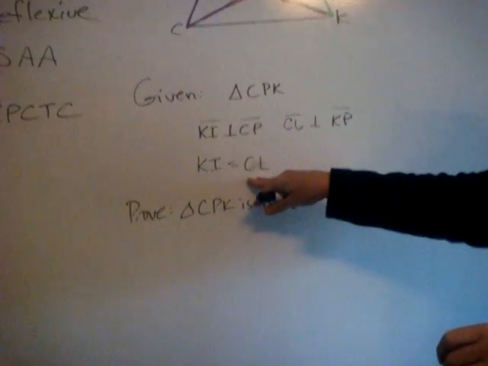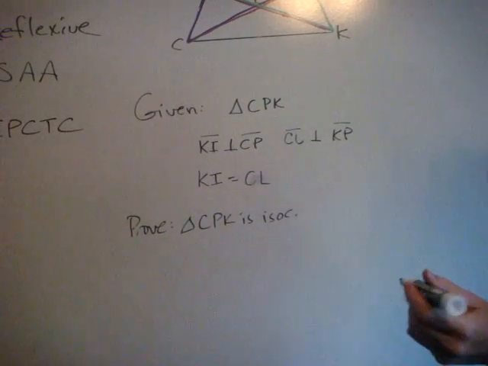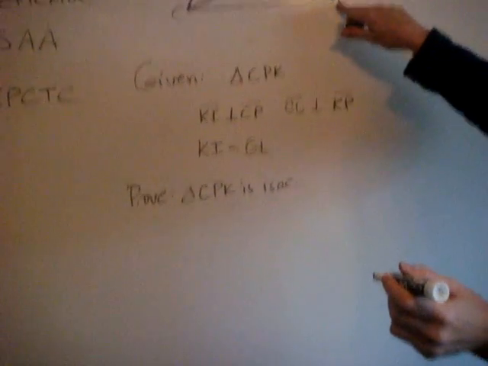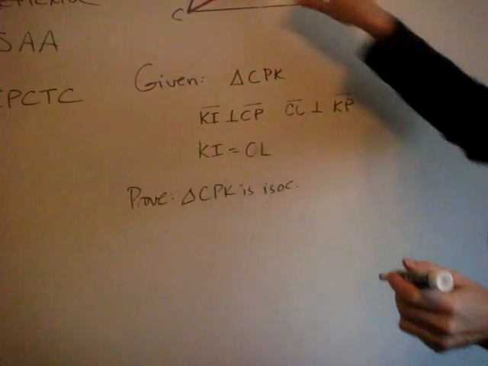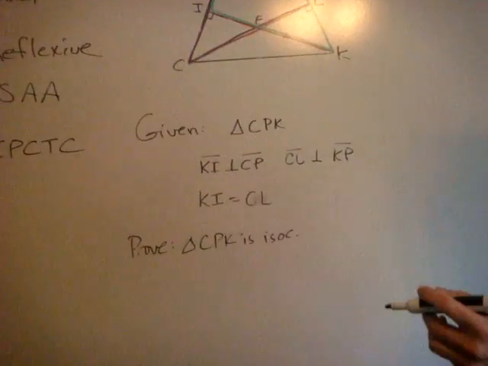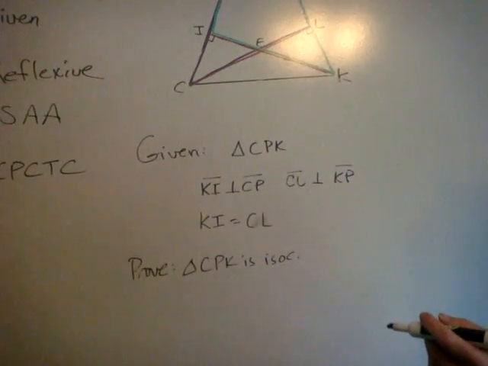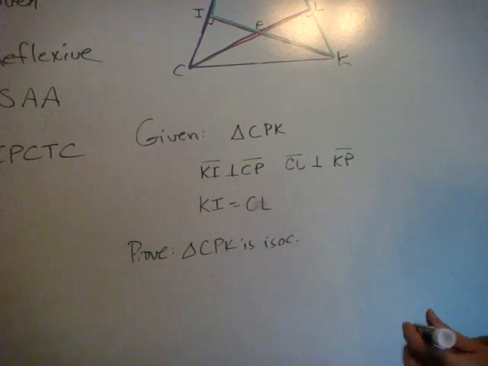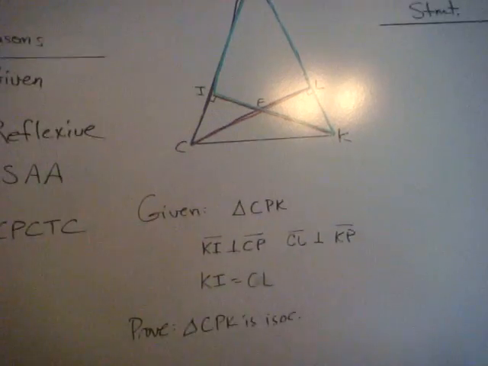CI equals CL. KI, KL. That's what I already said. So we have that. So we have the bases of these triangles are the same. That's crazy looking. Okay, so let's try our proof. I started writing in here.